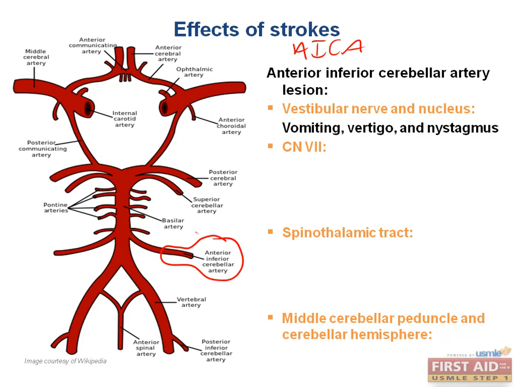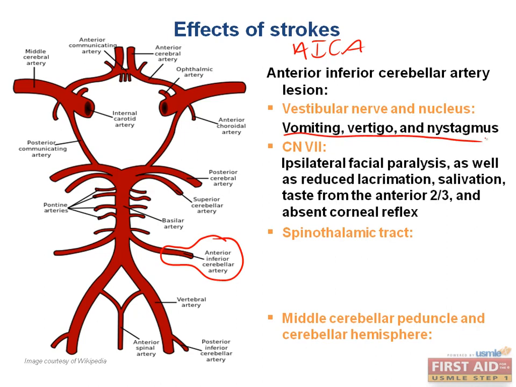So again, with the vestibular nerve and nucleus, you can expect this triad: vomiting, vertigo, and nystagmus. Cranial nerve 7, the facial nerve, you can expect facial paralysis, reduced salivation, lacrimation, and taste from the anterior 2/3 of the tongue, as well as an absent corneal reflex.